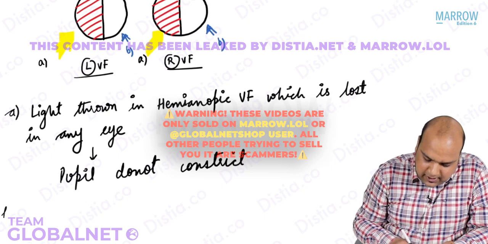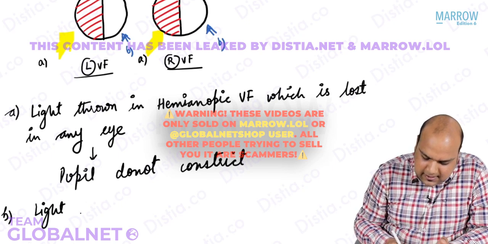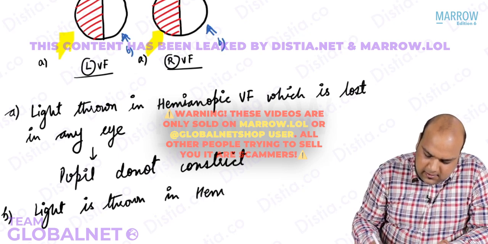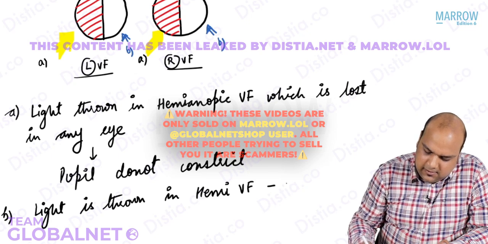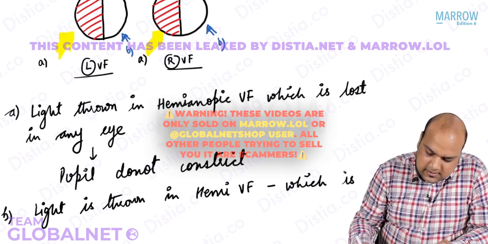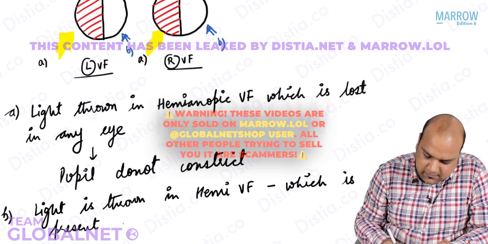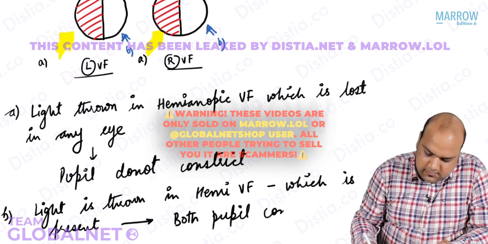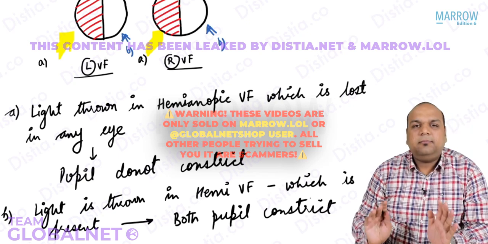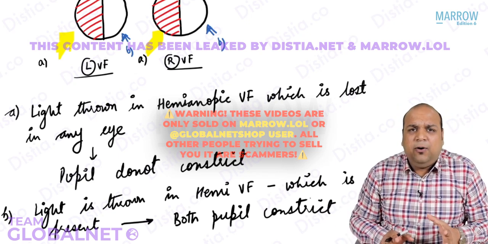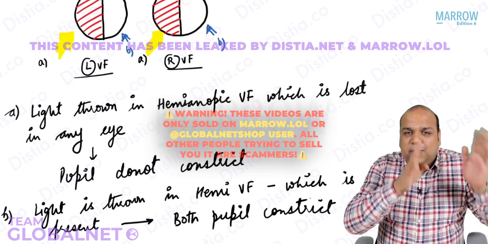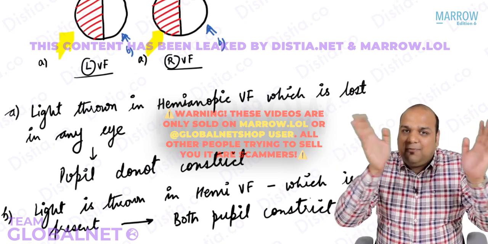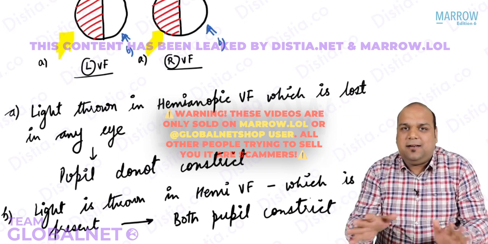So I can say point B, if light is thrown in hemivisual field which is present, both pupil constrict. If we write it, it becomes very long. If we understand it, it becomes very short. The hemianopia side, whether the left side or the right side in both the eyes, throw light, no pupil constriction. The visible part, both eyes, pupil constrict. As simple as that, everybody.